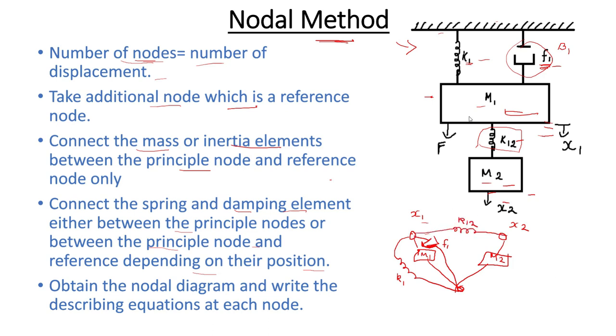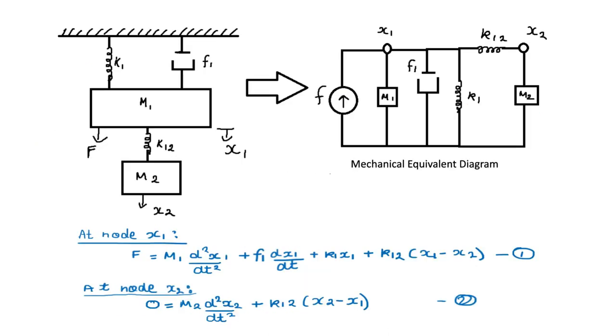Since it's a nodal diagram, the force acting will act as a current, and we all know that it is acting on x1, so we will write it like this. Now this is your equivalent nodal diagram, and we will write the describing equation at each node, x1 and x2. First we will draw this nodal diagram properly. So this is your nodal diagram or mechanical equivalent diagram. Now it is in proper form, you can see.